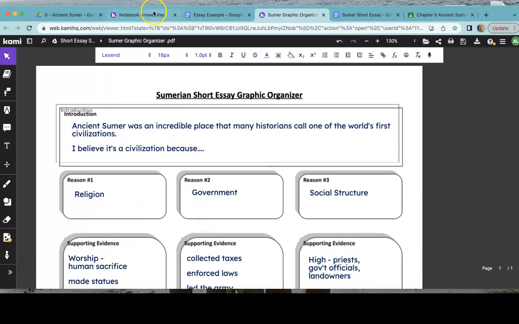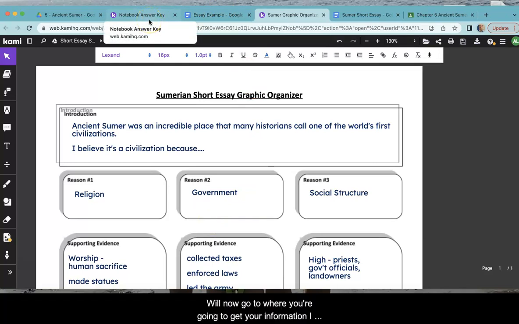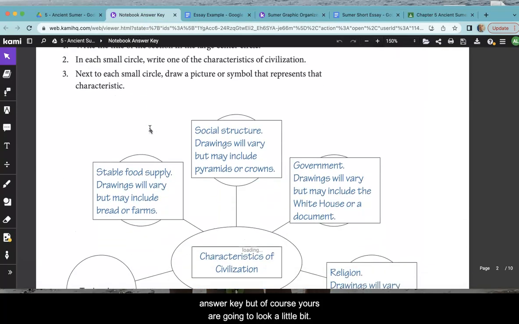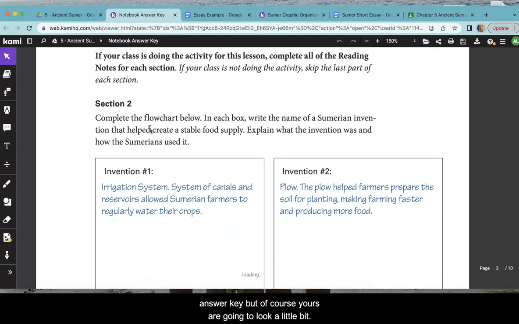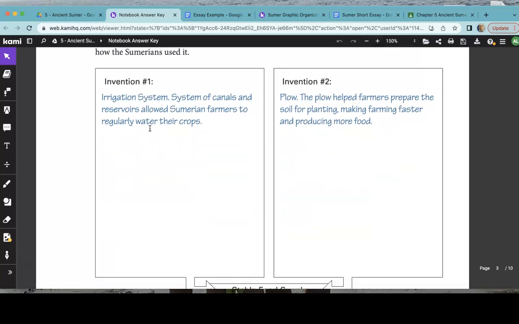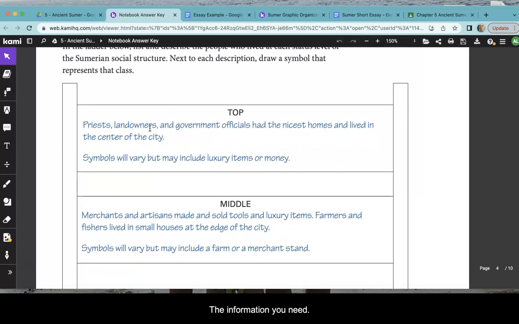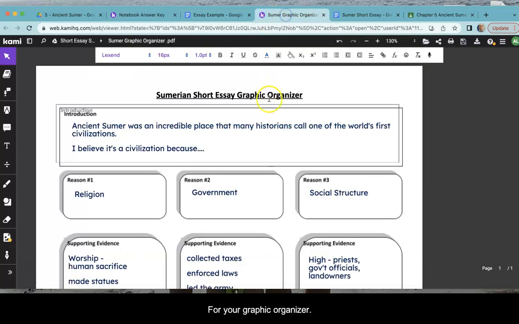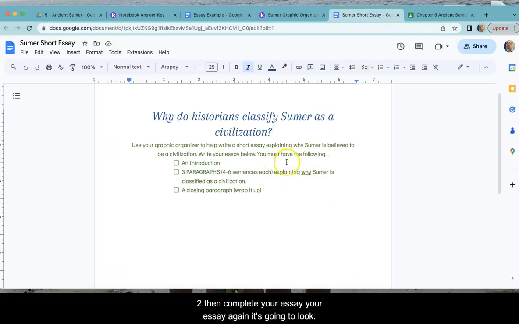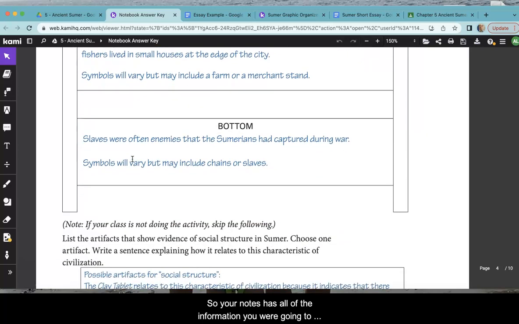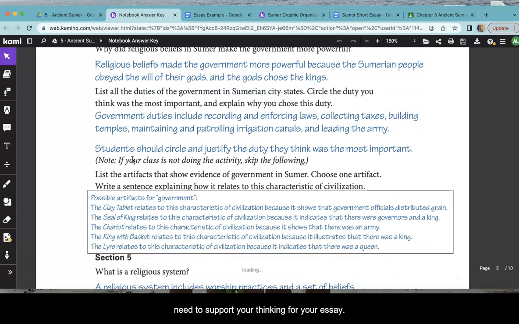So I will now go to where you're going to get your information. I think most of you already know, but you're going to use your notes, which I have included over here as an example of my answer key, but of course yours are going to look a little bit different. So your notes, where you've gathered all your information, is going to be where you find the information you need for your graphic organizer to then complete your essay. And your essay again is going to look like this. So your notes has all of the information you are going to need to support your thinking for your essay.